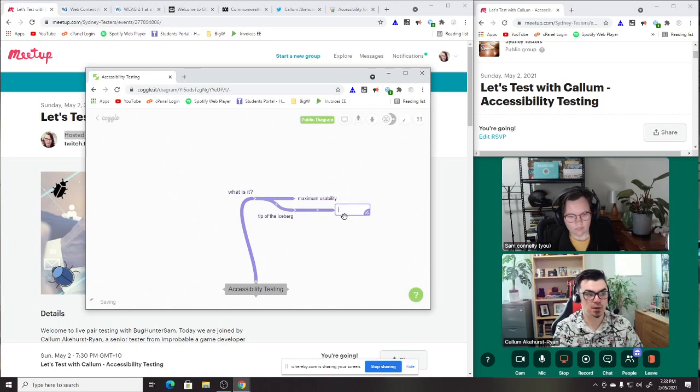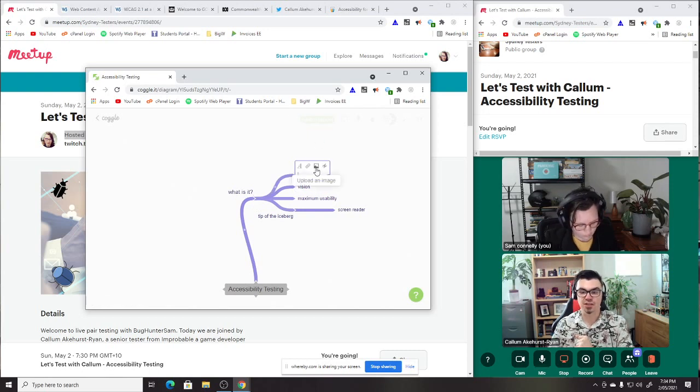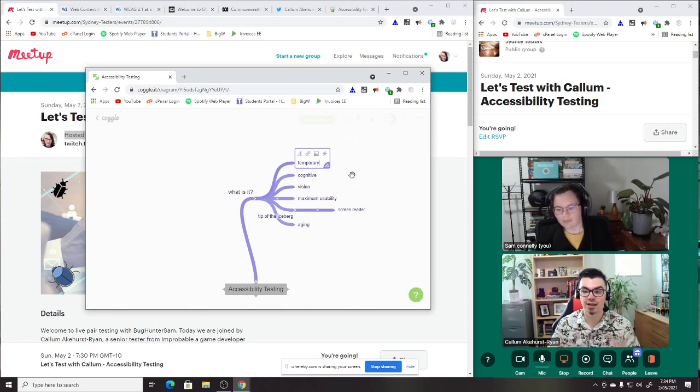We have to talk about things like vision-based, cognitive-based, physical-based, audio-based, and learning-based disabilities. We also have to think about the fact that the types of disabilities can include aging, temporary or invisible disabilities, situational, or even minor disabilities. Sam, you and I both have glasses on, for example, which is a very minor disability, especially if we take them off. But things like that we have to think about.